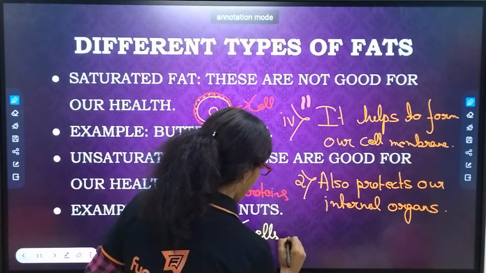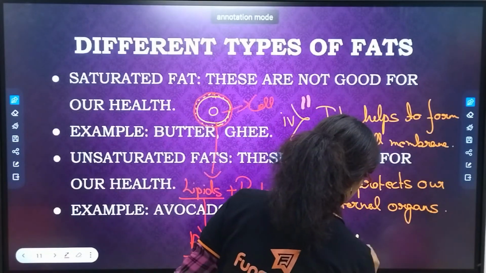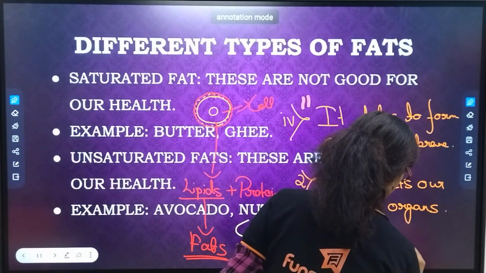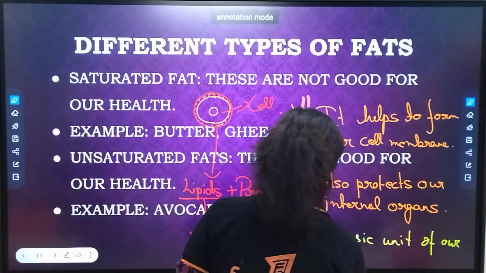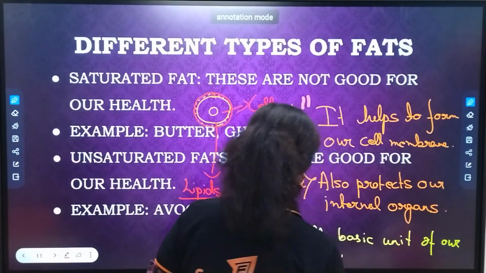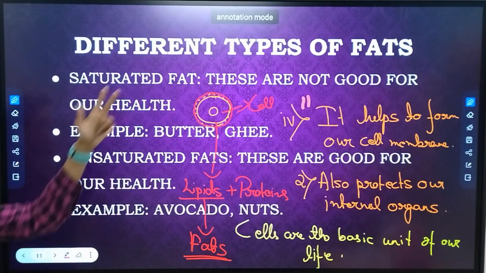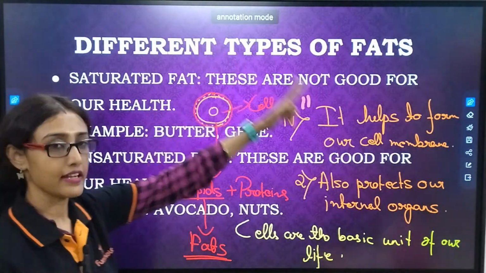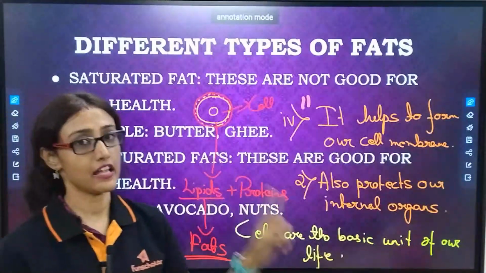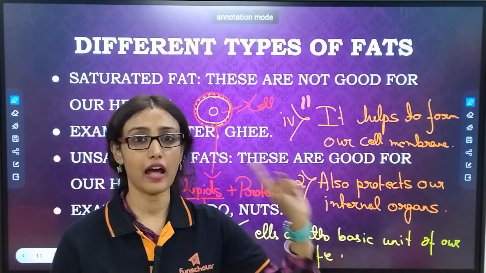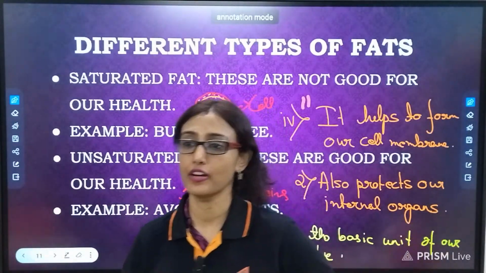Cells are the basic unit of our life. Cells are the basic unit of our life, right? So formation is necessary. That is why we need fat. But fats are of two types, saturated and unsaturated. Unsaturated is good for our health and saturated is bad for our health.